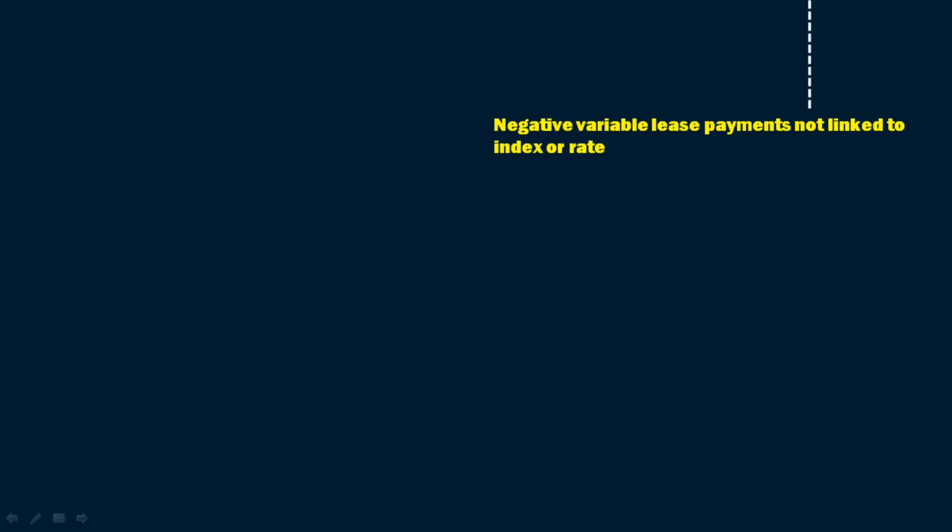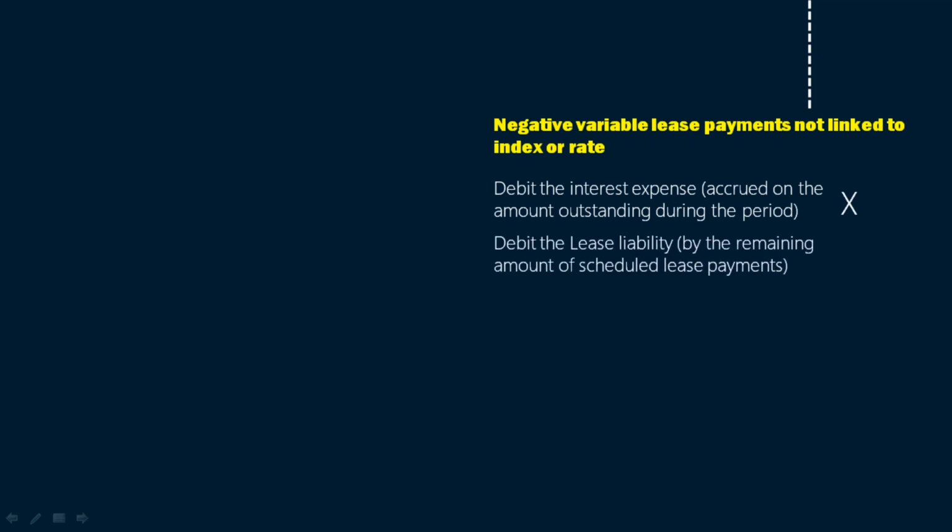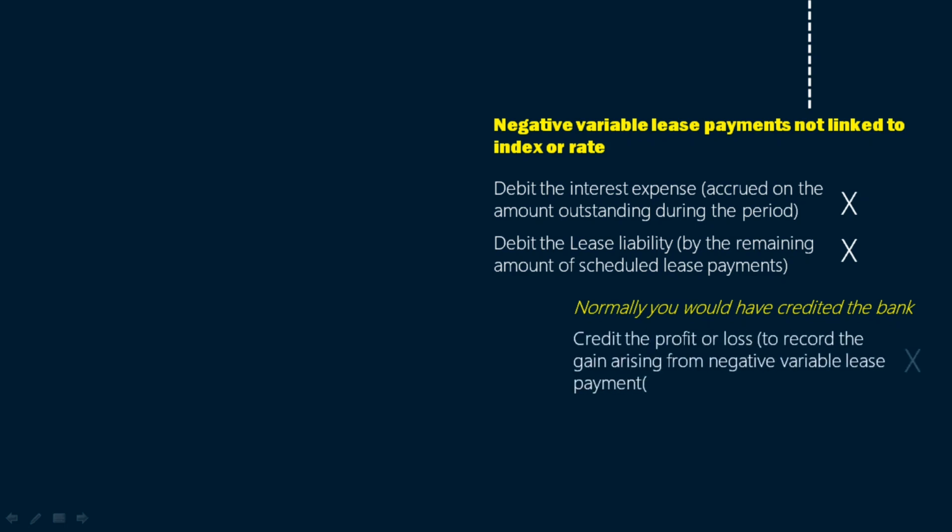If this is your case, here is a way of looking at the accounting entry. Debit the interest expense accrued on the amount outstanding during the period, and debit the lease liability by the remaining amount of scheduled lease payment, which would be the repayment of the principal. Normally, the credit entry would be to the bank account because you are paying to reduce your liability. But in case of rent forgiveness, however, you do not have to pay anything from the bank. In such a case, rather than crediting the bank, you will credit the profit or loss to record the gain arising from negative variable lease payments.